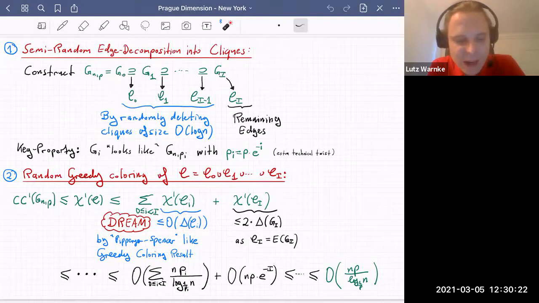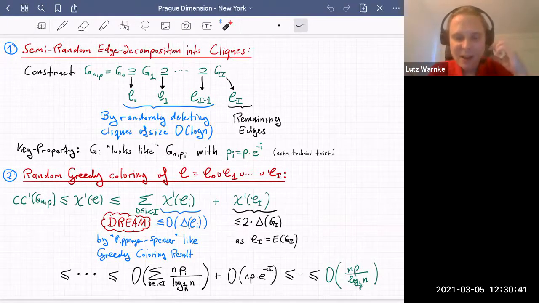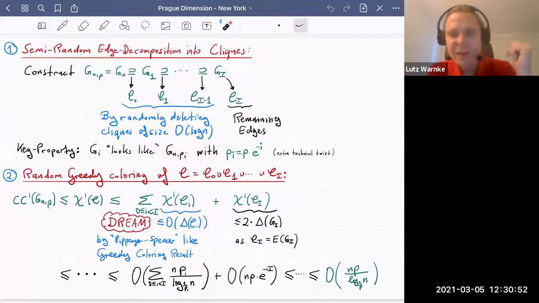construction. And so with some technical work, one can make rigorous the idea that if you look at the random graph GI here in this sequence, it has many properties like a random graph. So if you look at certain properties of cliques, they very closely resemble the properties of a random graph GNP. And so the cartoon version of it is something like that pi decays exponentially like e to the minus I. Okay, so pi is something like p times e to the minus I. Okay, I'm simplifying here a little bit, but that's kind of the cartoon version.